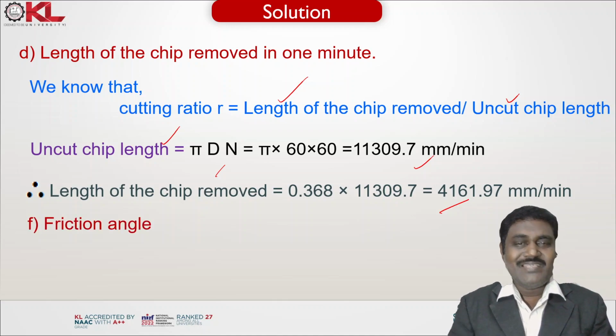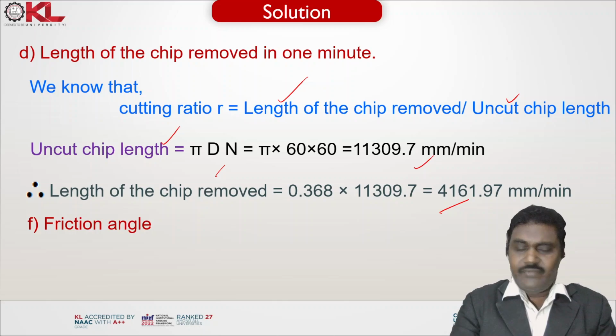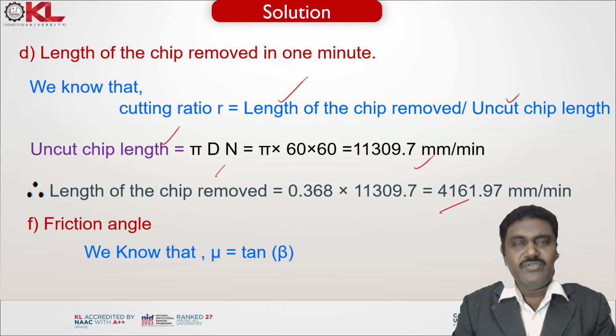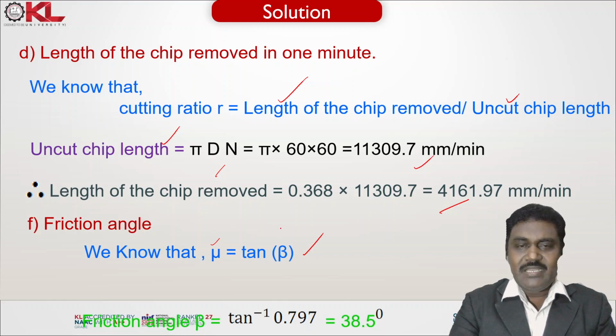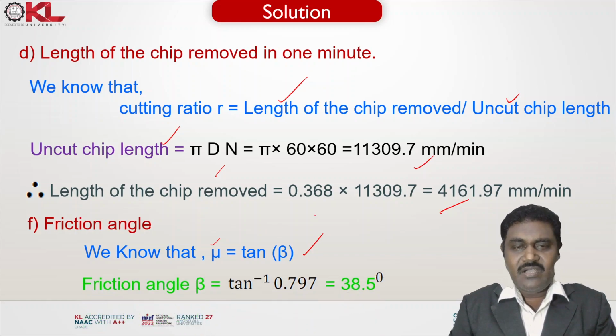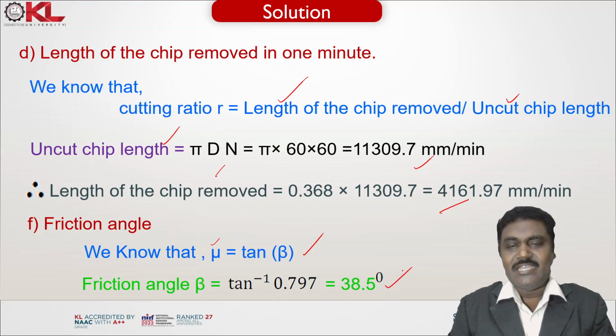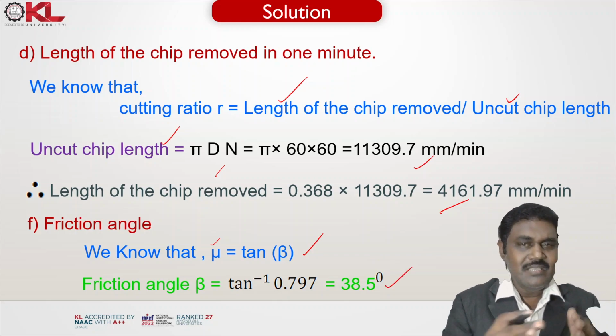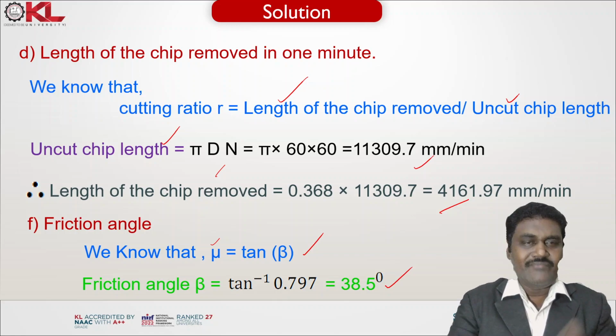Next F, friction angle. You are going to find out the friction angle. We know the formula mu is equal to tan beta. Okay. So now the mu is already known, so then you can find out the beta. So the beta is equal to tan inverse of mu. Mu is 0.797. Now we can obtain this beta, that is the friction angle, 38.5 degrees. That is the friction angle. So that is the F.